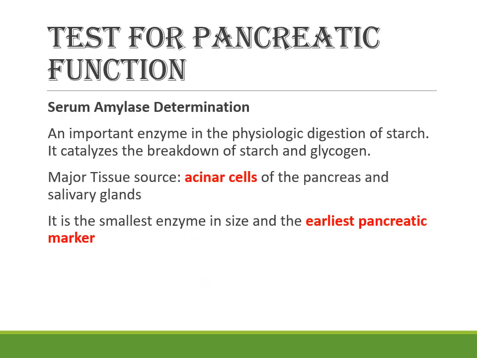So let's go now to the different tests for pancreatic function. Number one is the serum amylase determination. Amylase is also produced in the pancreas. The major source is the acinar cells of the pancreas, and it can also be produced by the salivary glands. Amylase is very important, especially in the breakdown of starch. Also take note, this is the smallest enzyme and also the earliest pancreatic marker. Meaning whenever there are diseases involving the pancreas, amylase is the first enzyme to rise.